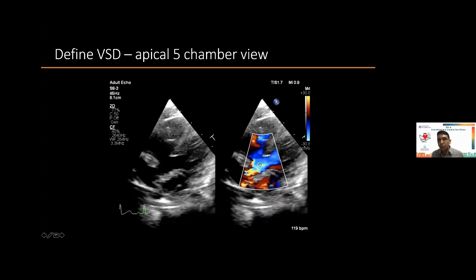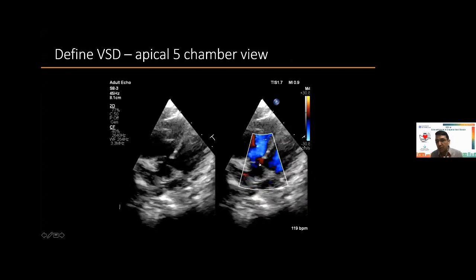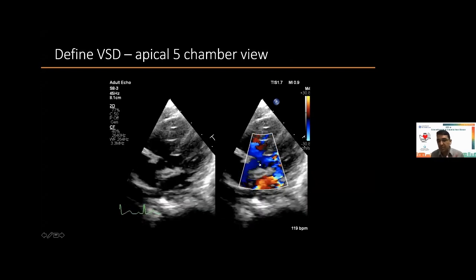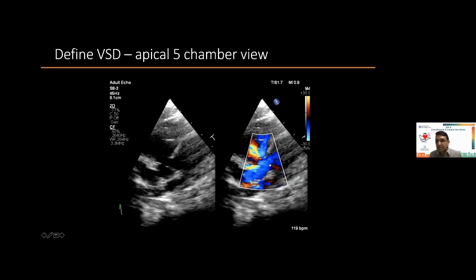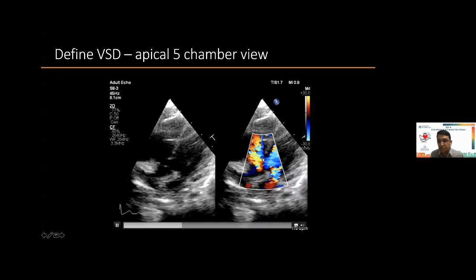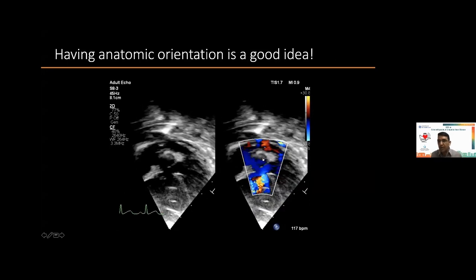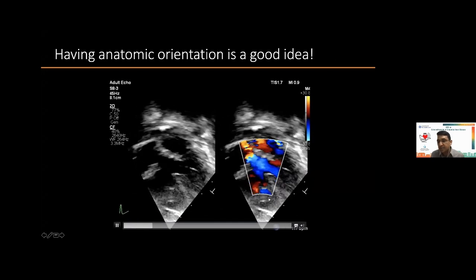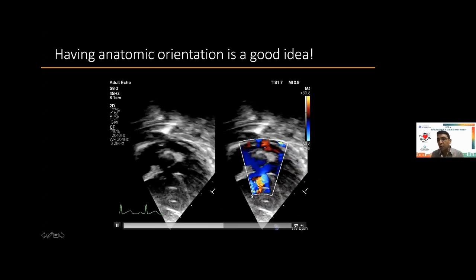If you tilt the probe further to apical 5-chamber view, I am using the same views which adult people are more used to, so that we use this information while this is being done by colleagues from adult cardiology. So this is a large subaortic VSD with bidirectional flow. Same thing, if you do an anatomic orientation, I think for us, it makes more sense because up is up, down is down, left is left, right is right. And therefore, you don't need to think again.